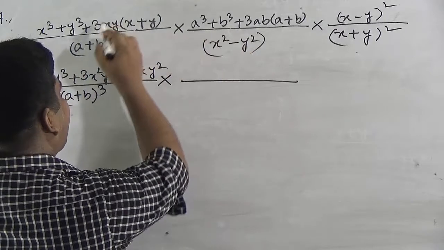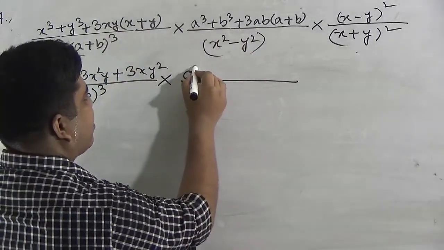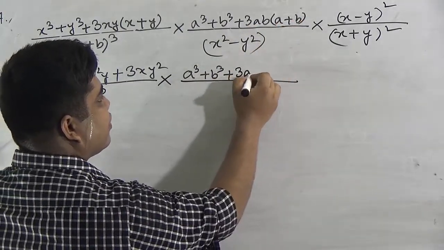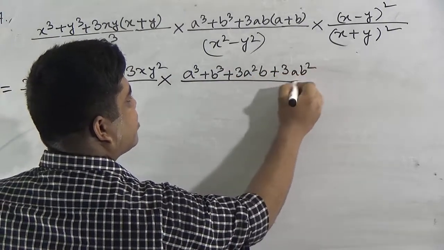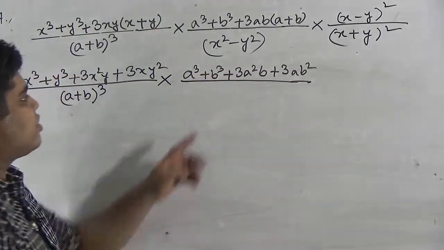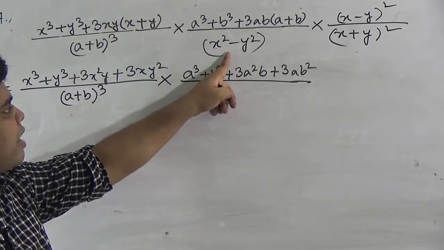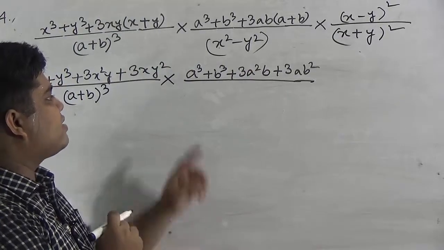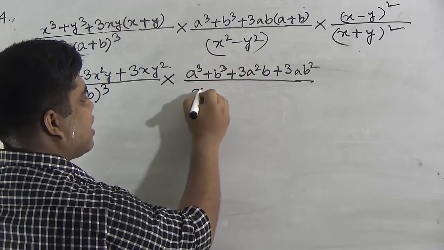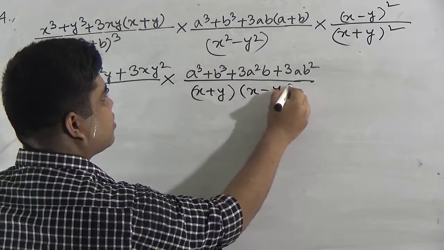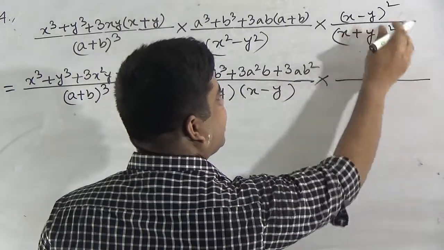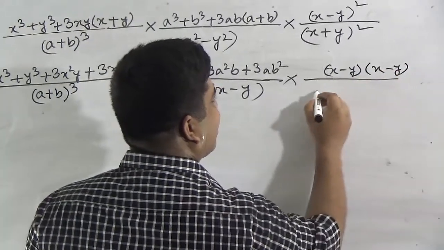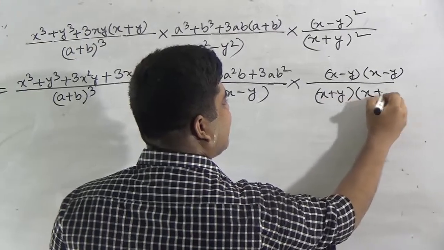Next, a³ + b³, same as the numerator of the first fraction. Then 3ab is multiplied with (a + b), and it will be 3a²b + 3ab², divided by x² − y². In this denominator we apply the a² − b² formula. The formula is (a + b)(a − b), so we write (x + y)(x − y). Then (x − y)² we write as (x − y)(x − y) and (x + y)(x + y).